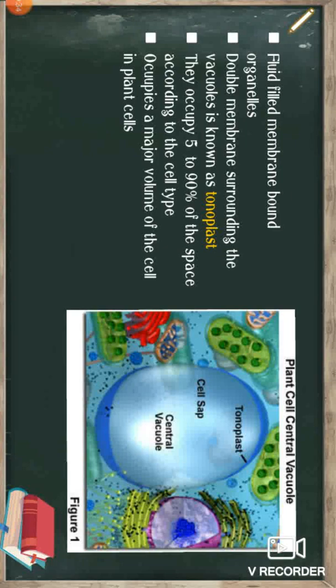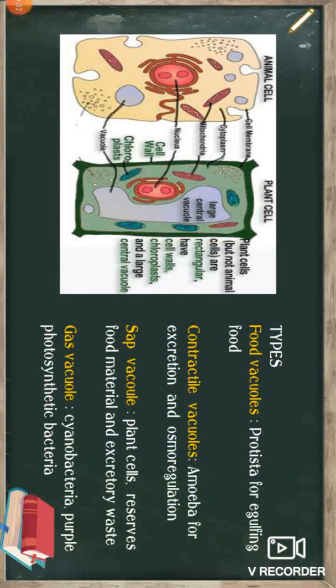They are classified into 4 types depending upon the contents and the functions they perform. Among them, the first one is the food vacuoles. These food vacuoles are found in the protist for engulfing the food. Second one is contractile vacuoles. These are found in the protist like amoeba, which take part in osmoregulation and excretion. Third one is the sap vacuoles, which are found in the plant cells. They help to store and concentrate some mineral salts as well as nutrients. And the last one is the gas vacuole or the air vacuole, which is found in prokaryotes. They not only store metabolic gases, but they also help in maintaining the buoyancy of the cells.